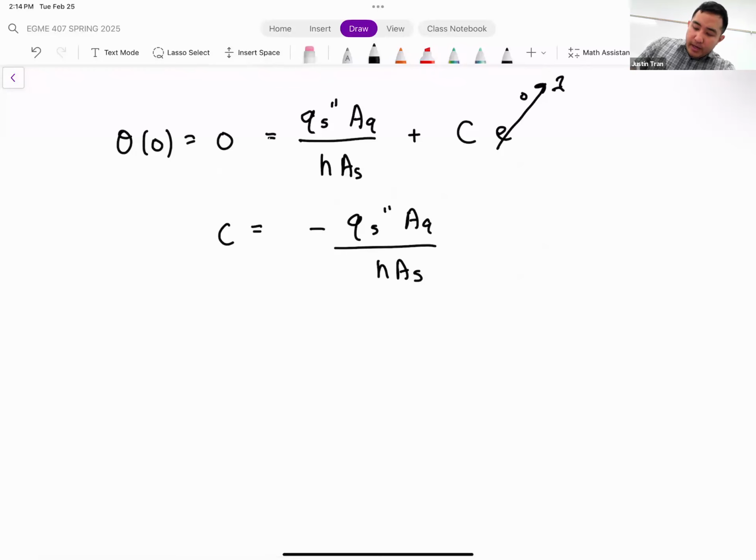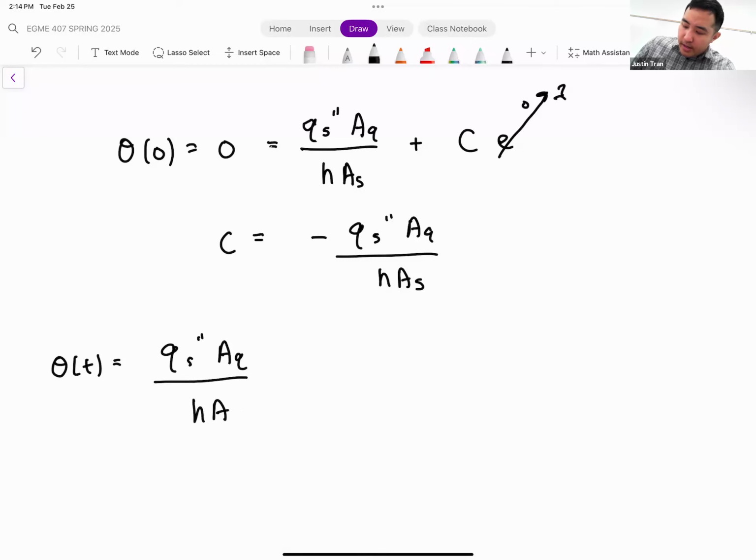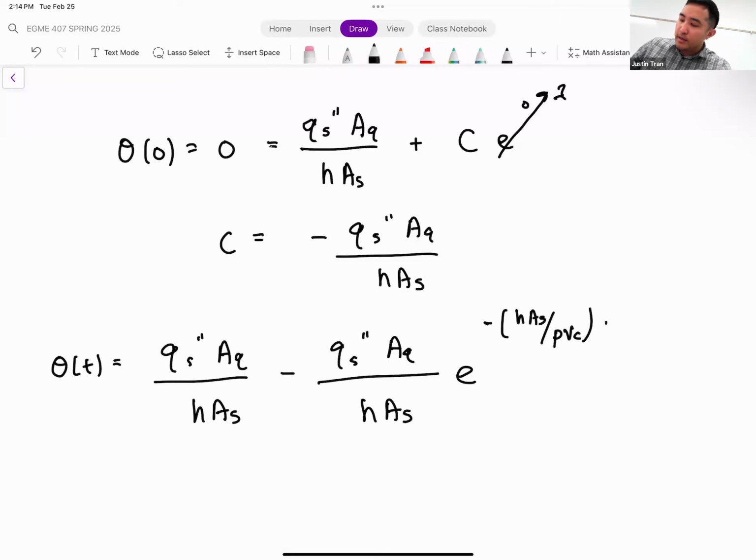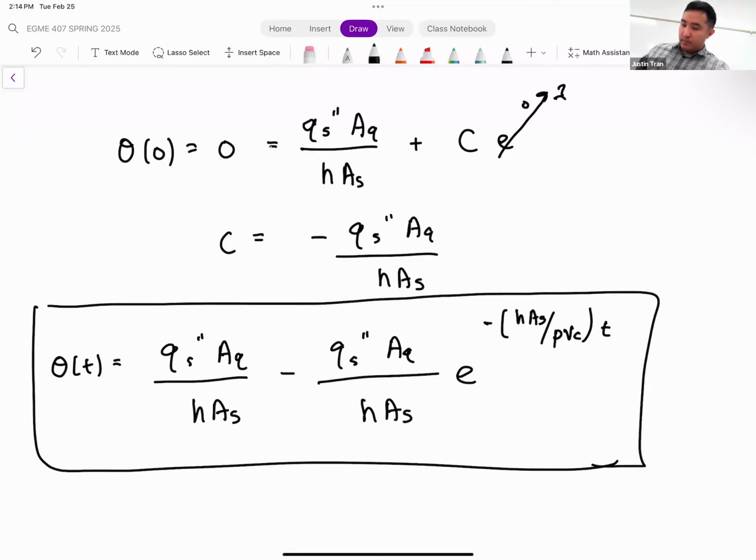All right, and so if we plug that in, we get theta of t is equal to QS double prime AQ divided by HAS minus QS double prime AQ over HAS multiplied by E raised to the minus HAS over rho VC times t. And that right there is our full solution.